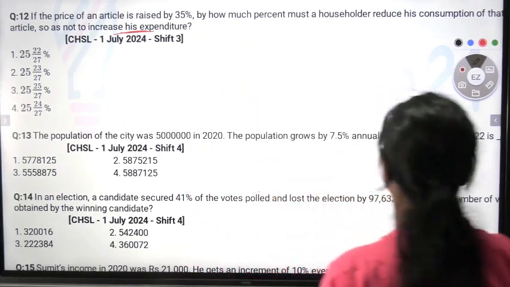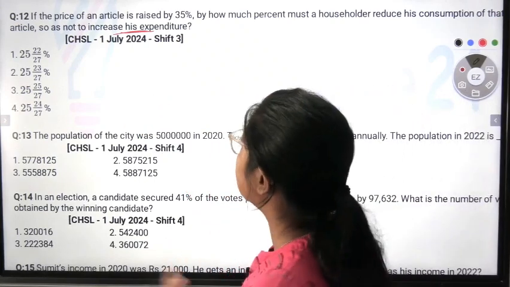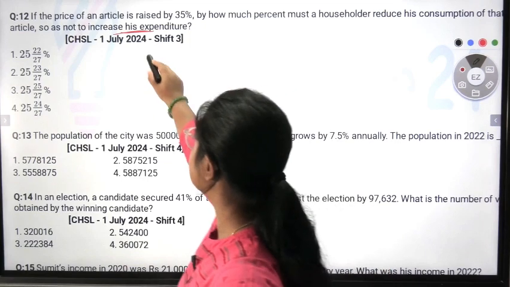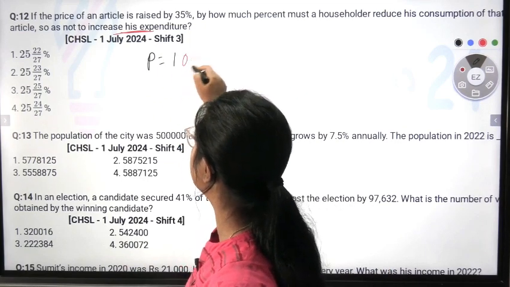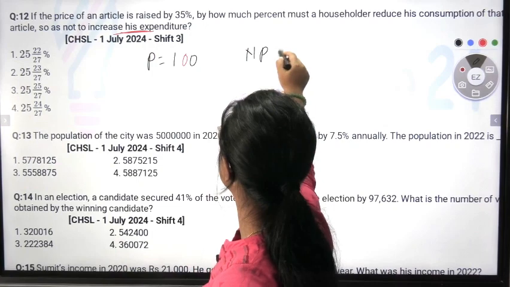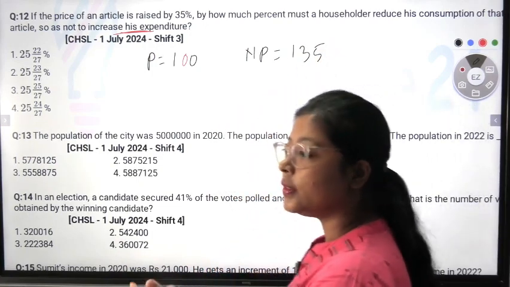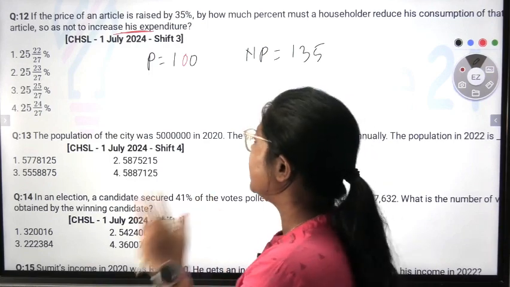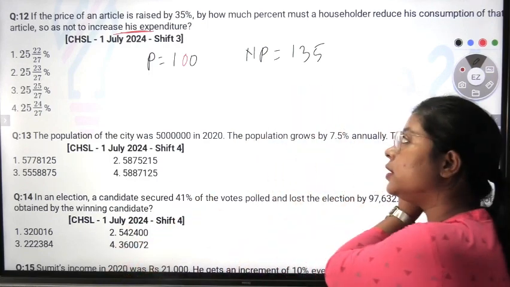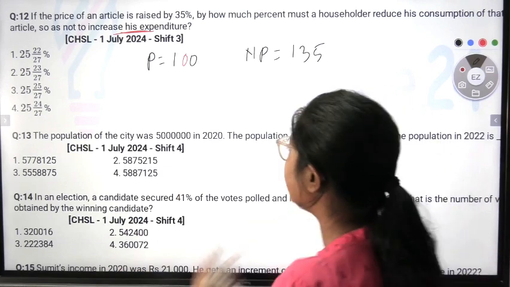Now how to answer this question? The price of the article is raised by 35%. That means if my initial price was 100, the new price is how much? 135, because on 100, 35 is added. So if my price is 100, then the new price would be 135 because I have increased it by 35%.